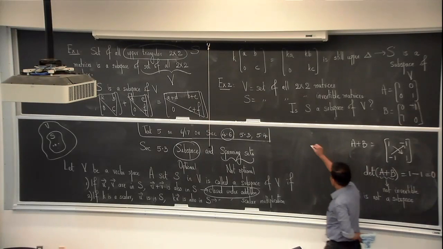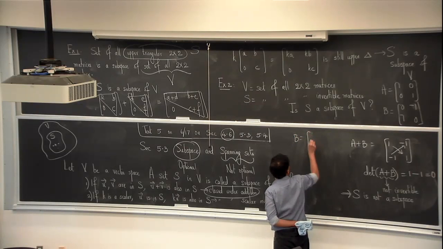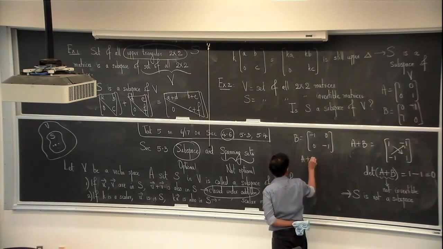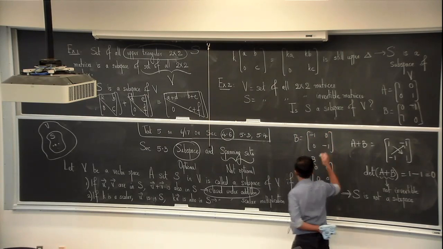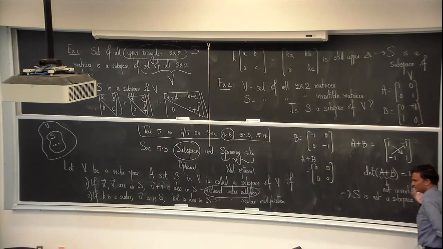What I had in mind was this one: negative 1, 0, 0, negative 1. And then you'll get A plus B equal to 0, 0, 0, 0. But as I said, there are multiple answers possible.